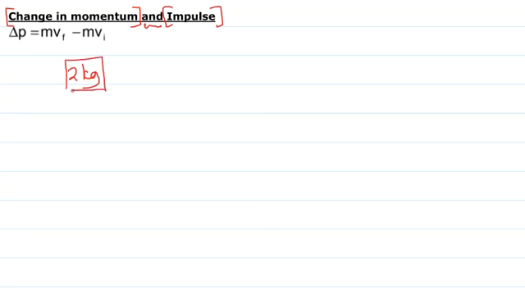Alright, we've got a 2 kg trolley. Let's give it a velocity of 3 meters per second, but I'm going to call this an initial velocity. So this trolley now is accelerated. It has a new velocity. So we call the final velocity 7 meters per second. So there's a change there.